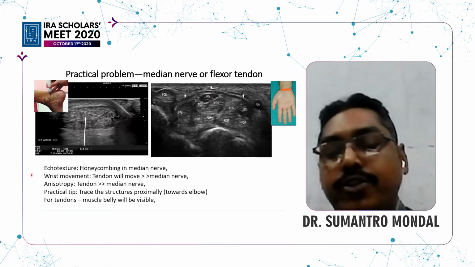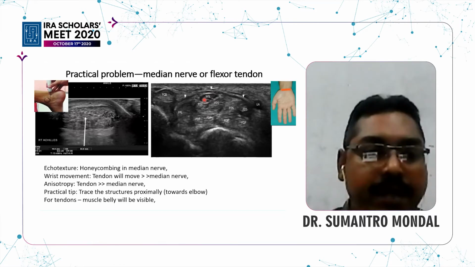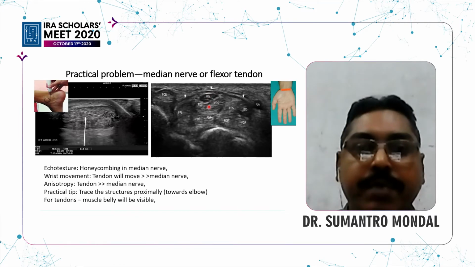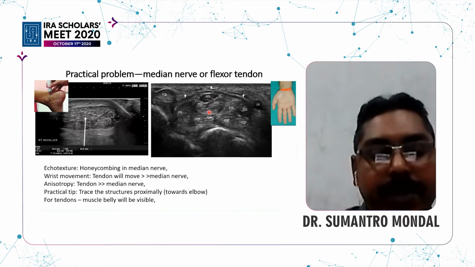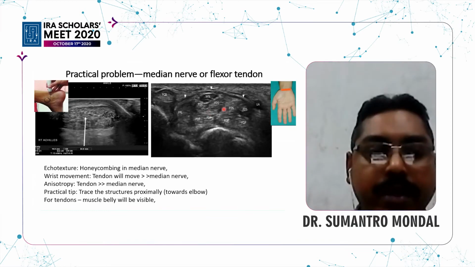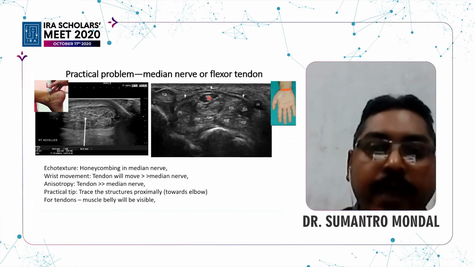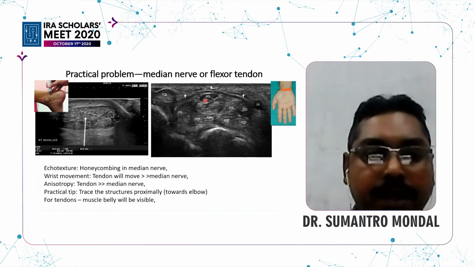The honeycombing is seen in the median nerve. It is more blackish with some hyperechoic dots. A tendon is more of hyperechoic dots, less blackish. You can move your wrist, dorsiflexion or flexion-extension. The tendon will move much more than the median nerve. If you tilt the transducer forward and backward, anisotropy will be most evident in the case of a tendon, but not much in the median nerve.